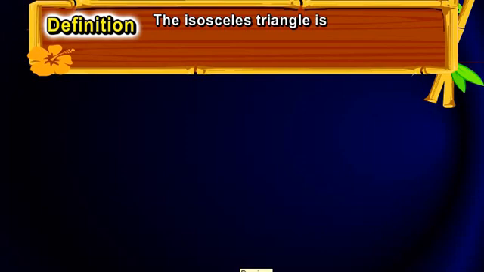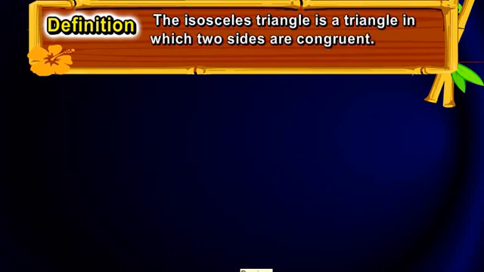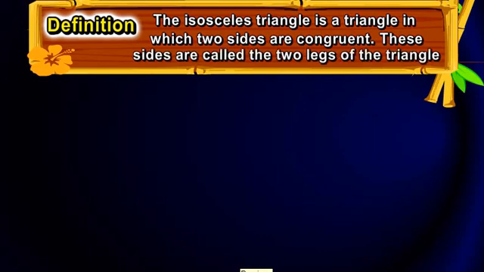The isosceles triangle. The isosceles triangle is a triangle in which two sides are congruent. These sides are called the two legs of the triangle.